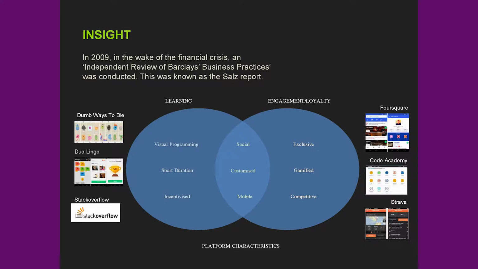So in terms of learning, there are some great sites out there right now, like Dumb Ways to Die and Duolingo, that use a very visual technique for providing the learning to the learner. It's not just words on a screen that might not be very exciting for them. So we had the concept of visual programming and short bite-sized learning, and incentivizing it in the way that Duolingo does. I'm a big fan of Duolingo. It drives you back for repeat usage.